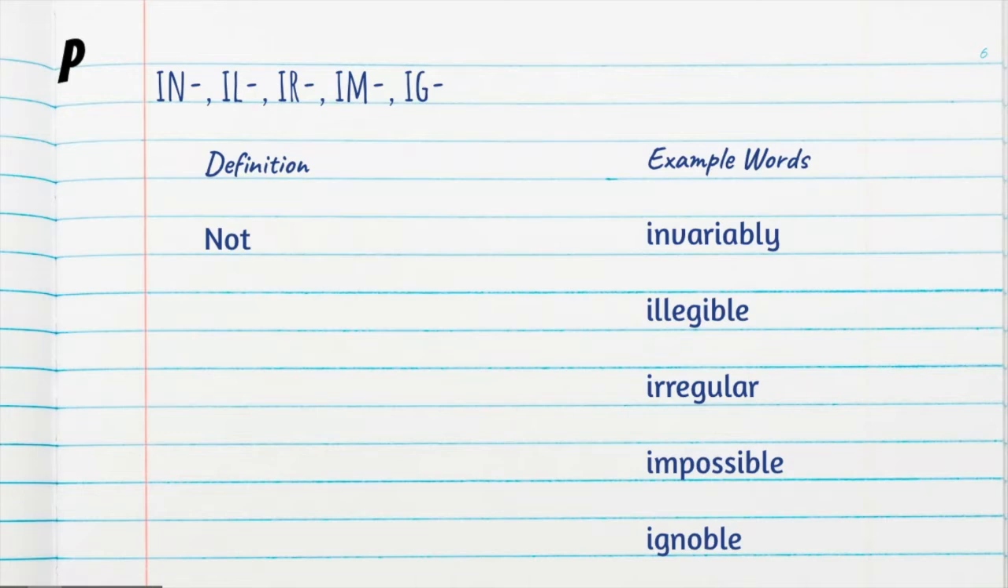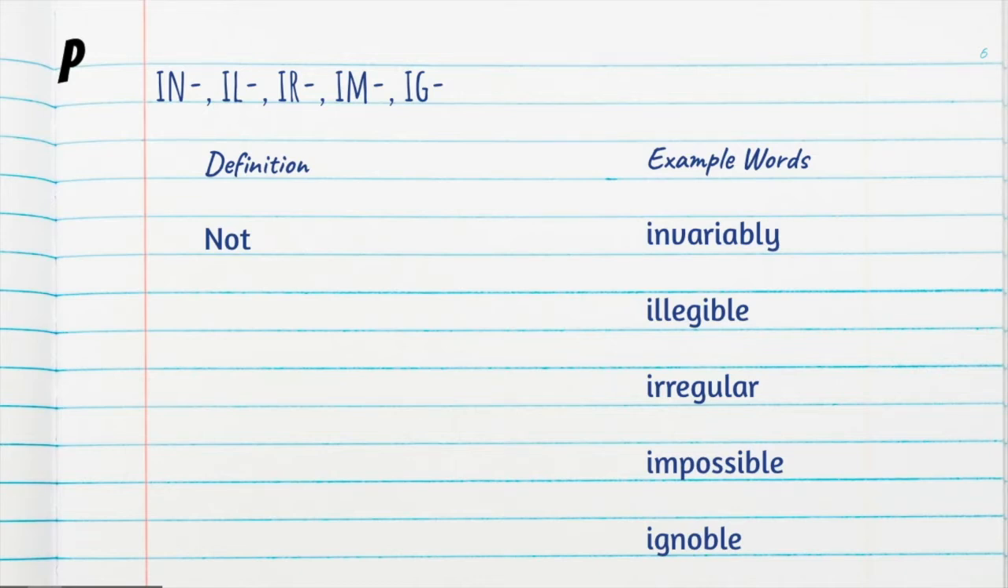So you'll see this in words like invariably, which was one of our vocab words from The Most Dangerous Game, right? If you think about something that varies, it means that it changes. So if you say invariably, you're saying that it is not changing. Illegible means that you cannot read it. Okay, so il meaning not, legible meaning able to read. Irregular meaning not regular. Impossible meaning not possible. And ignoble meaning not noble.